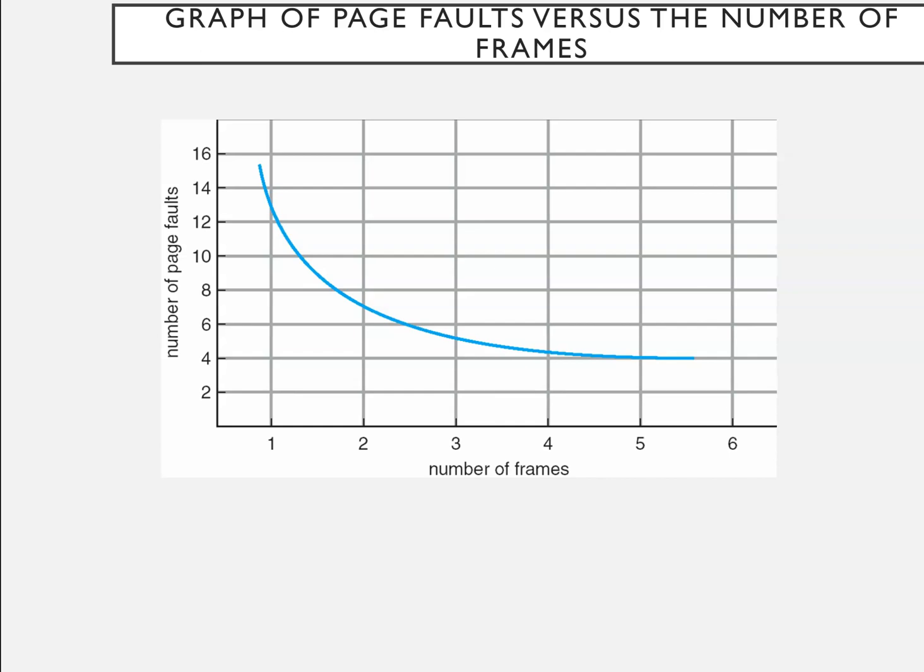Here is the graph of the number of page faults versus the number of frames. And the lower the number of frames, the higher the number of page faults, which makes sense if you think about it.